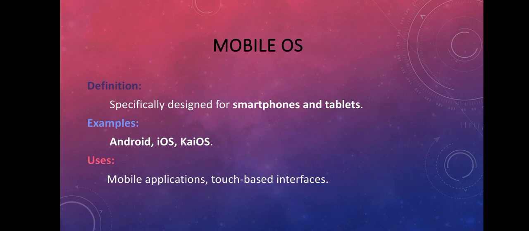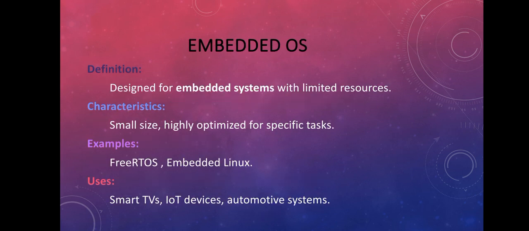Then mobile OS. Of course, we all use mobile OS daily: Android, iOS, and even KaiOS for feature phones. These are designed specially for smartphones and tablets. Then embedded OS is designed for specific tasks in devices like smart TVs, IoT gadgets, and even cars. It's lightweight and efficient.